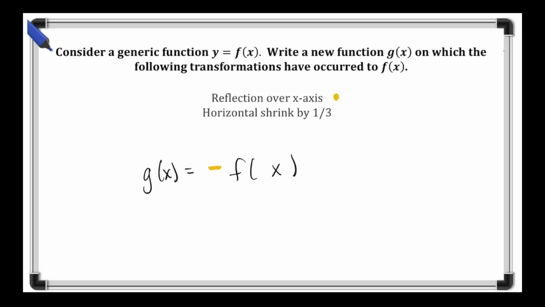The next one you're going to look at is a horizontal shrink. Now this is a horizontal transformation, so these are going to happen inside, so right next to the x. And remember, it's a shrink by 1/3, so we actually have to do the opposite of what it says. So we're thinking 1/3, flip it, do the opposite, so you're actually going to multiply by 3.